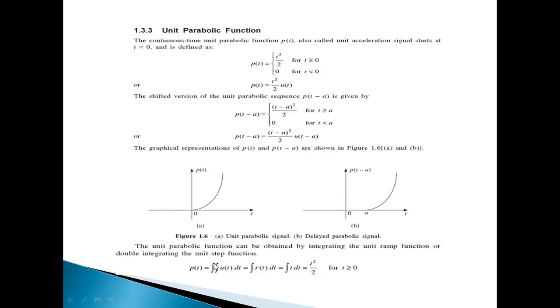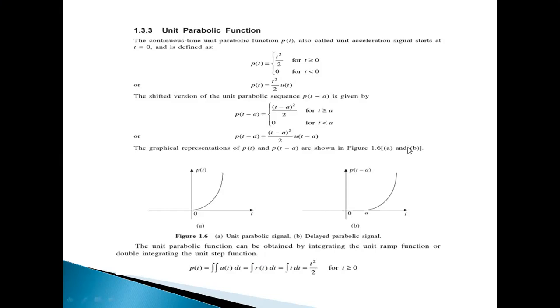For the step, there are 2 integrals, meaning the second derivative if reversed. Reversing, the ramp is the derivative of the step: mu of t is equal to d by dt of r of t, and p of t is equal to d square by dt square of mu of t. Or in integral terms, p of t is the double integral of mu of t, or the single integral of the ramp function, that is t dt, t square by 2 for t greater than or equal to 0.